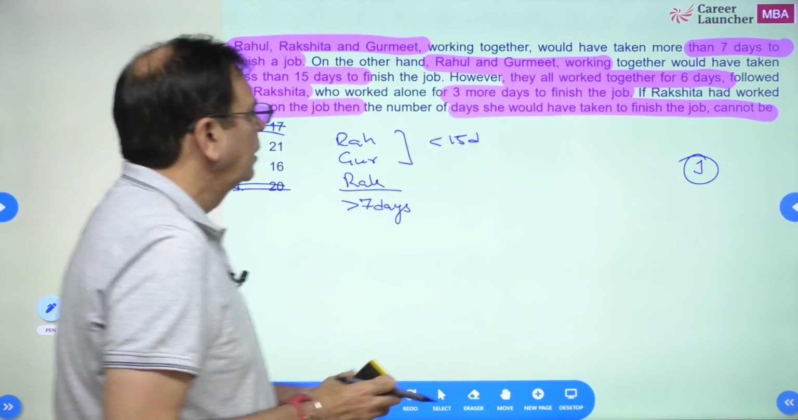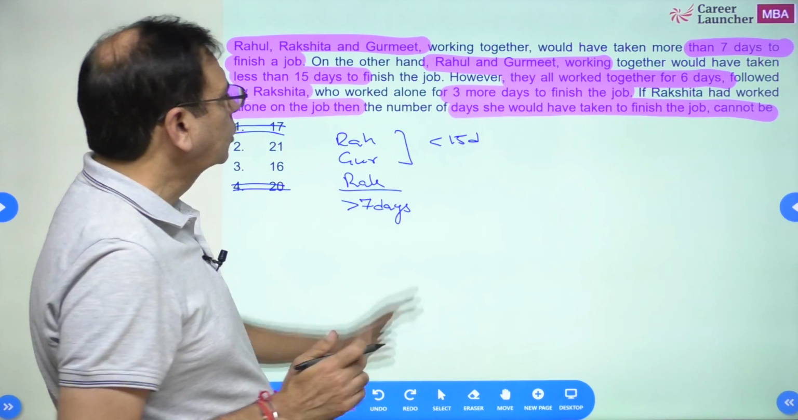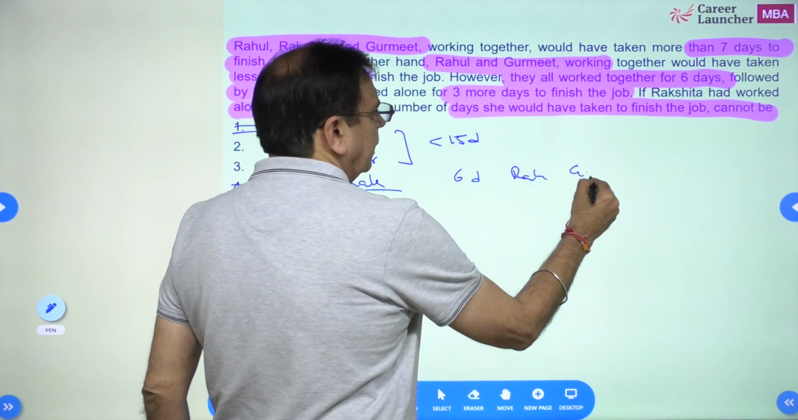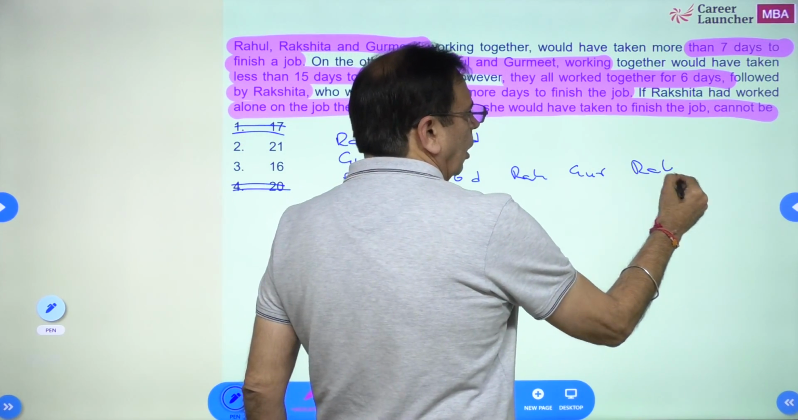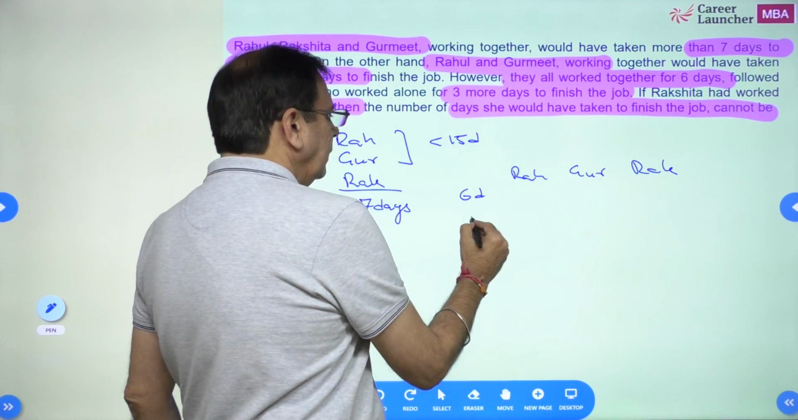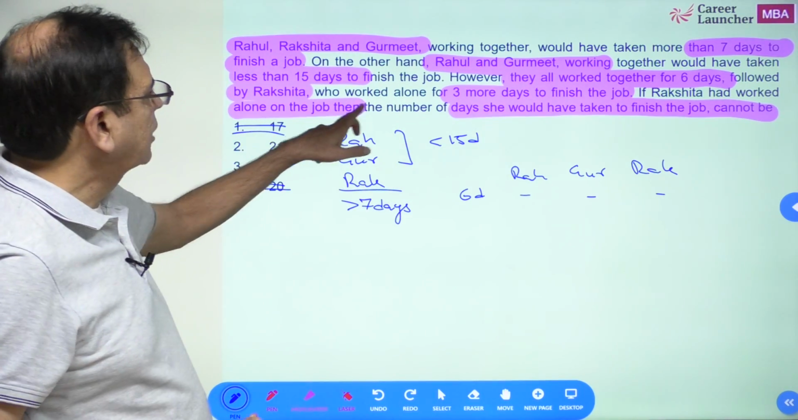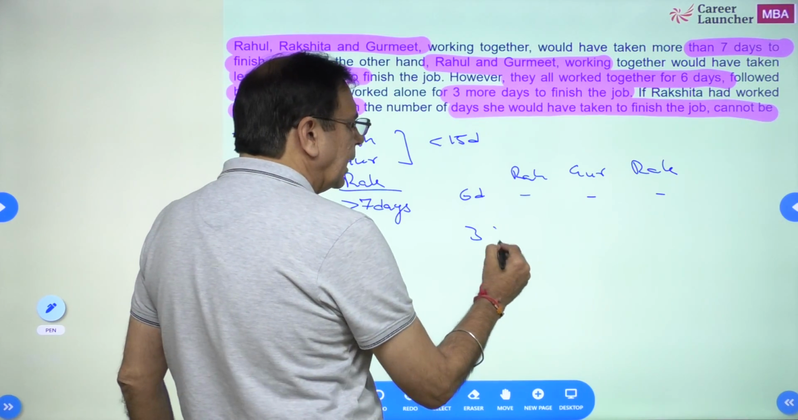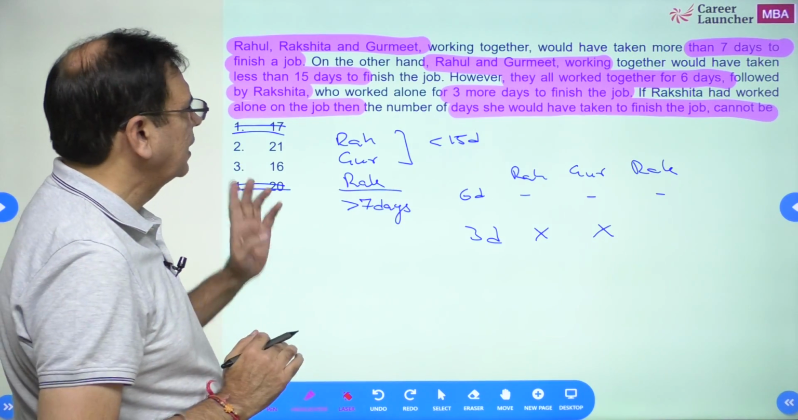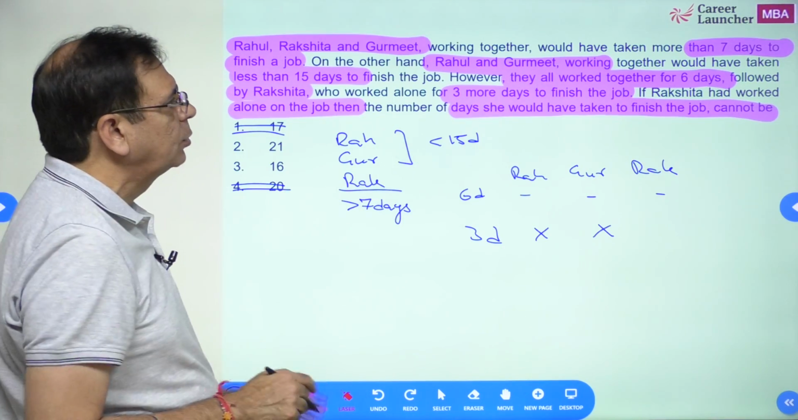Now what has happened? Okay, however they all work together for 6 days. So for 6 days, Rahul, Gurmeet and Rakshita, all 3 of them work for 6 days. And after that what happens? Followed by Rakshita, who worked alone for 3 more days. Then for 3 days only Rakshita worked. Okay, so only Rakshita worked on the next 3 days and the work was finished. If Rakshita had worked alone on the job, then the number of days she would have taken to finish the job.